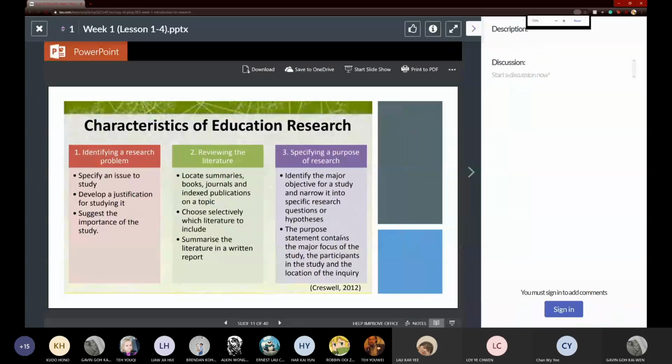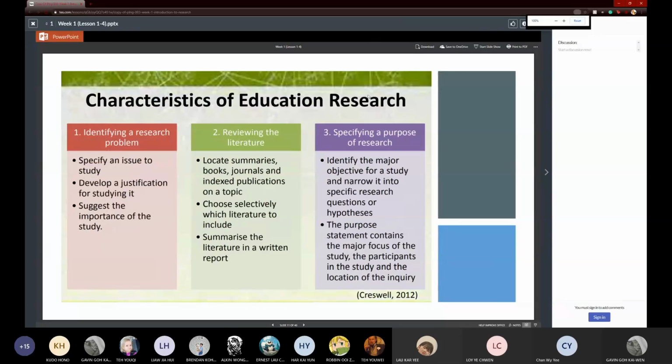Okay, like identifying a research problem, you need to specify what's the issue you want to study. Okay, why you want to study it. Okay, and why is it important to study? So that is research problem. We cannot just simply pick a problem. We need to have a rationale of why we are researching on this problem.